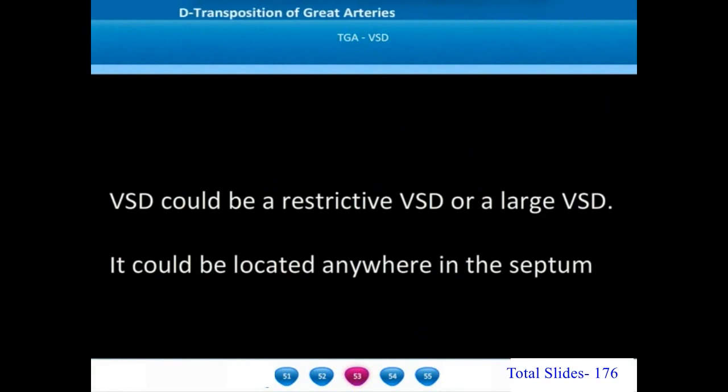TGA could be associated with presence of ventricular septal defect in almost about 50% of the patients. The ventricular septal defect could be very restrictive and hemodynamically not lead to any substantial right ventricle to left ventricle shunt. In such cases, it is often equated along with patients with simple transposition of great arteries. However, in some patients, the ventricular septal defect can be very large. The location of the ventricular septal defect could be anywhere in the ventricular septum.